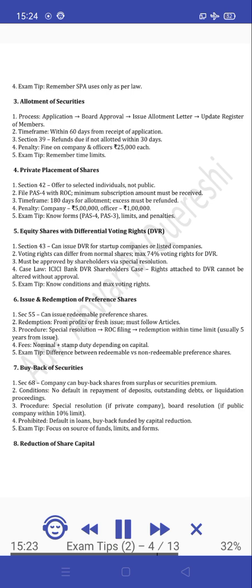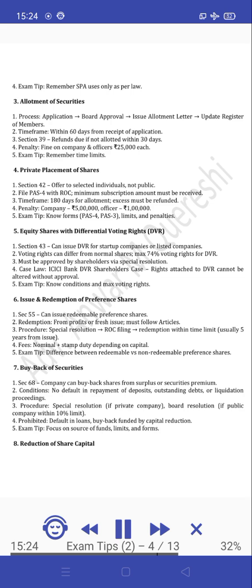4. Private placement of shares. 1. Section 42: offer to selected individuals, not public. 2. File PAS-4 with ROC. Minimum subscription amount must be received. 3. Time frame: 180 days for allotment. Excess must be refunded. 4. Penalty: company 500,000 rupees, officer 100,000 rupees. 5. Exam tip: note forms PAS-4, PAS-3, limits and penalties.